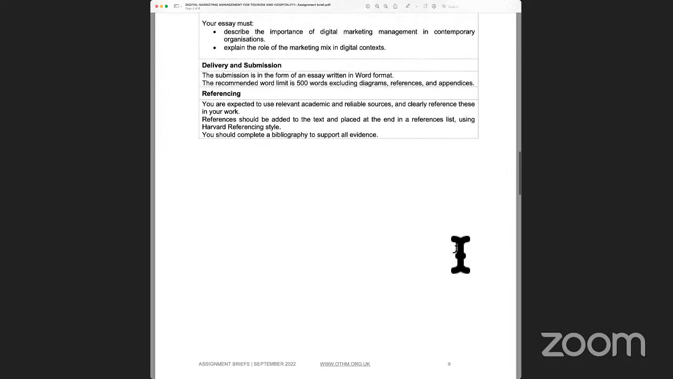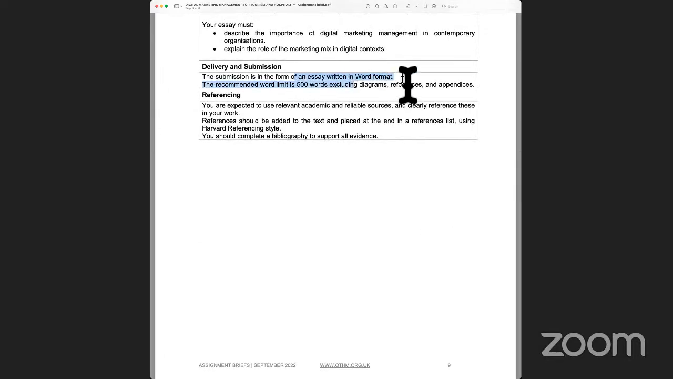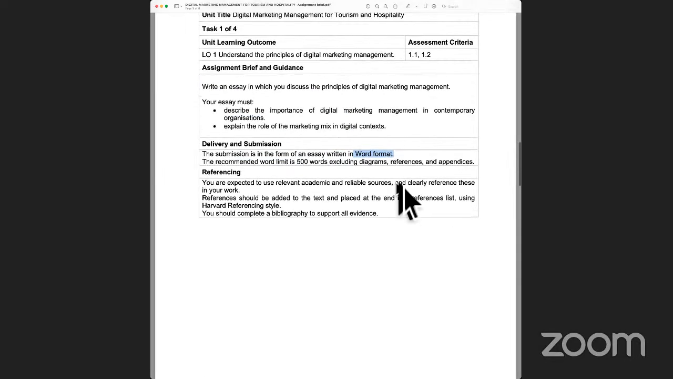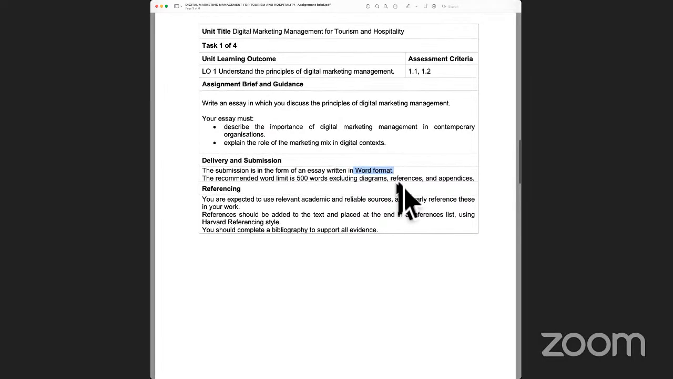So the first task is looking at about 500 words. The submission format is a Word document. Obviously, whenever word count is given, word count does not include table of contents, references, or any appendices that you normally attach in terms of evidence for the report. So this will be 500 words.